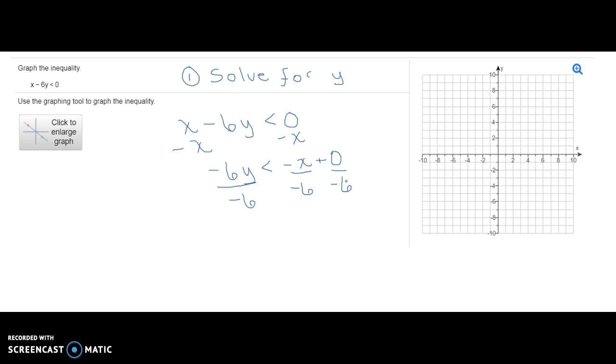Remember, when you divide an inequality by a negative, that sign is going to switch, because all the signs on the numbers switch. So to turn that sign the other way, it was less than, now it's greater than.